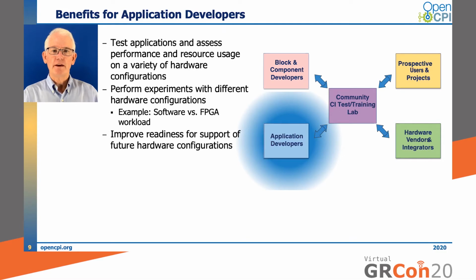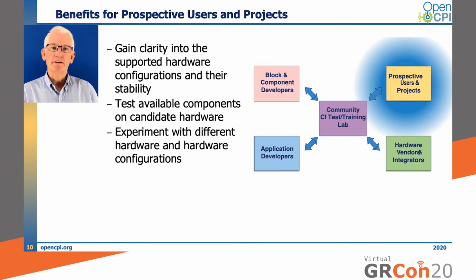The benefit for application developers of a community CI test training lab is that it allows them to test applications on a variety of hardware configurations. It allows experiments to be performed with different hardware configurations, such as general purpose processor and FPGA implementations, to assess performance and resource usage. This improves the readiness to support future hardware configurations, as these experiments have provided additional insight into both performance and portability.